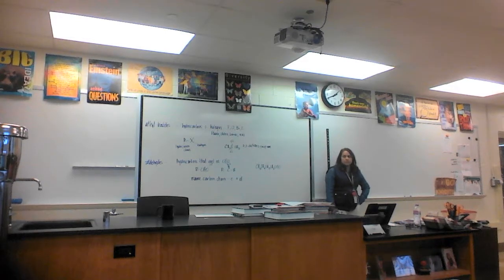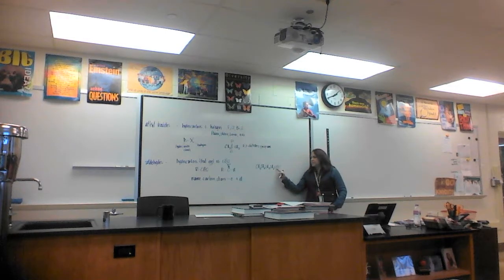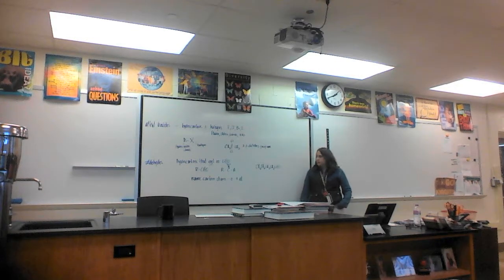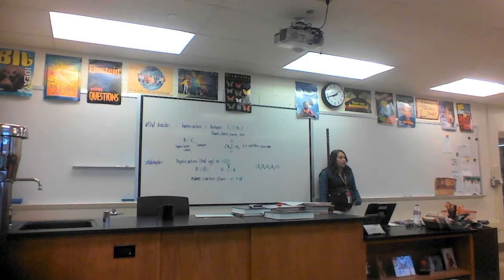Aldehydes, CHOs. Just remember that the C is not bonded to the H and the H is not bonded to the O. It really looks like this. So this counts as one of your carbons. So it is a 1, 2, 3, 4, 5. It's a 5-carbon chain, and a 5-carbon chain is a pentane. Get rid of the E and put the AL on it. So pentanal.